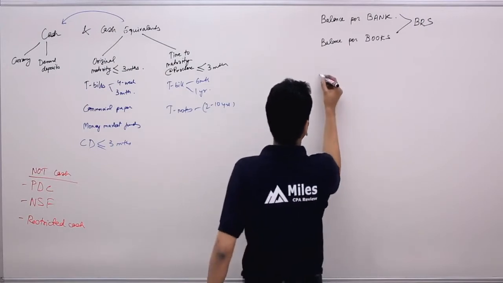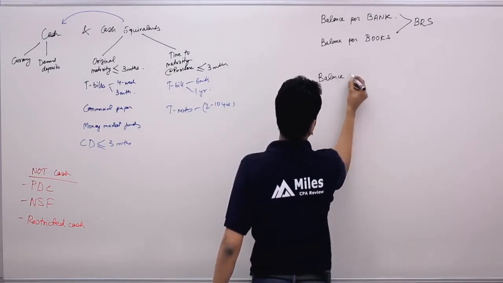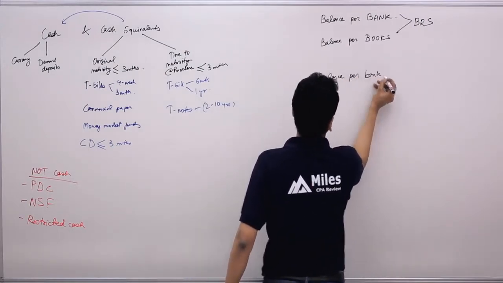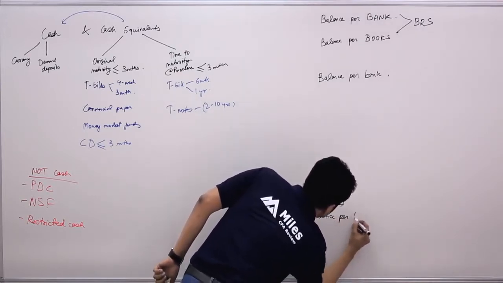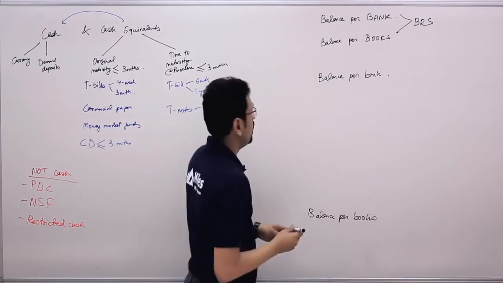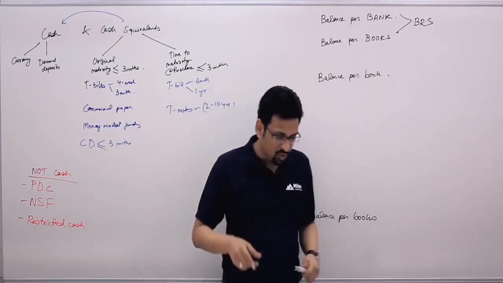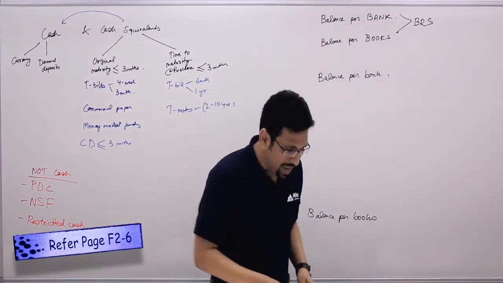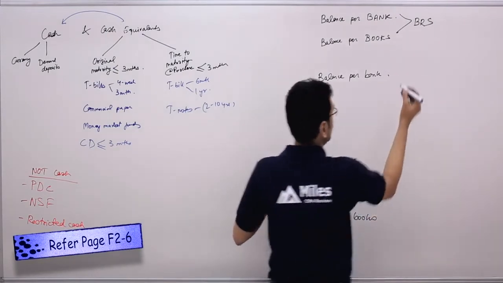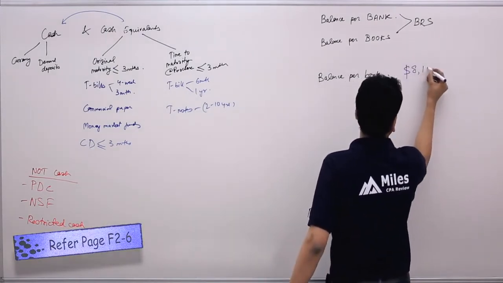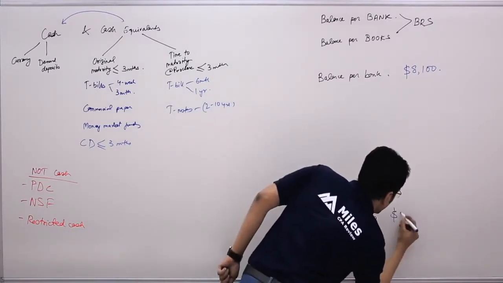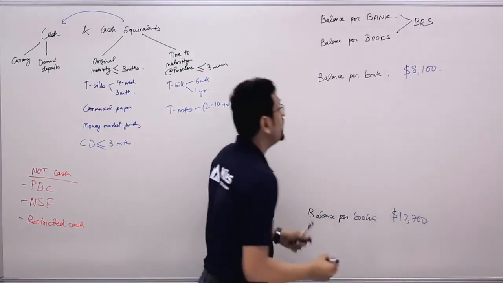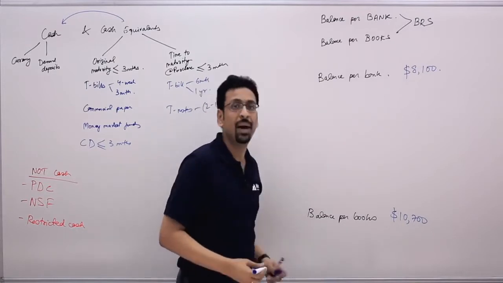So let us say we got balance per bank and balance per books. And I'll pick up numbers that we have on the example in the book. The balance per bank, let's say that's $8,100. And the balance per books, that's $10,700. These do not match. We need to reconcile these balances.